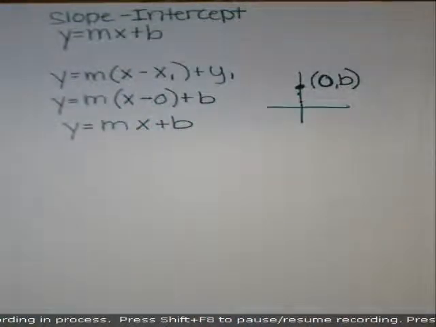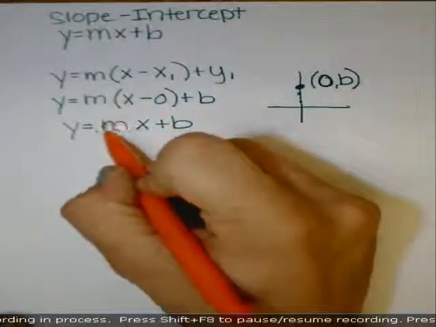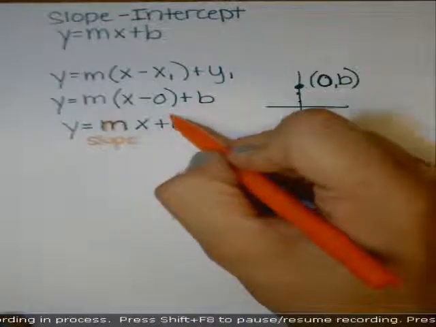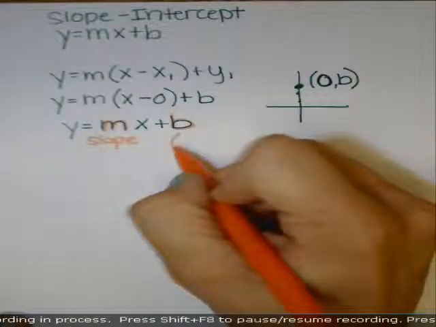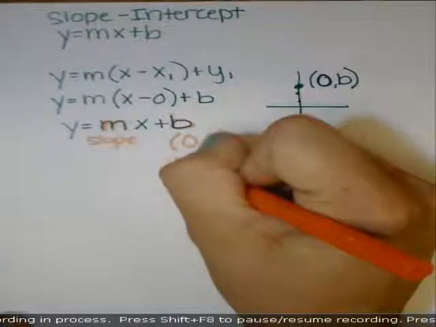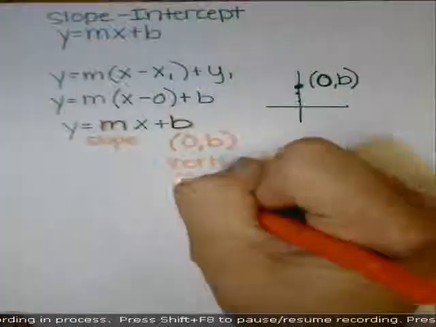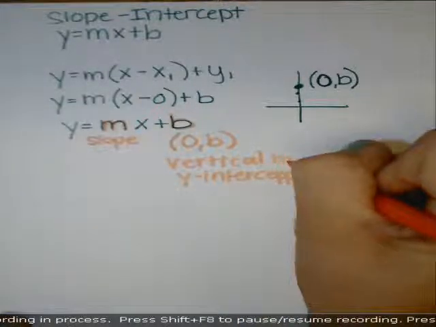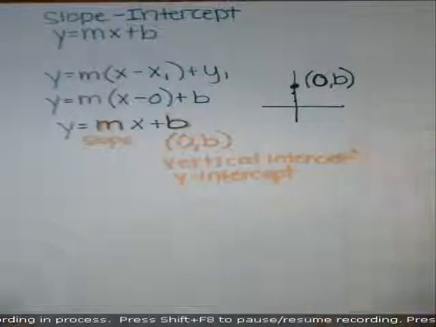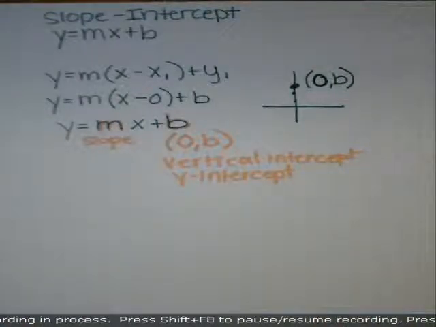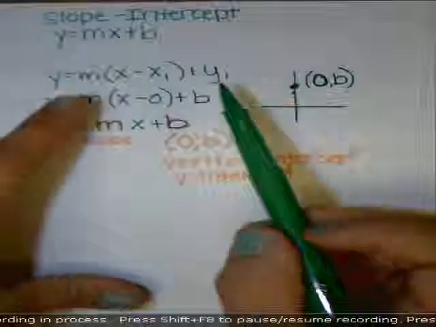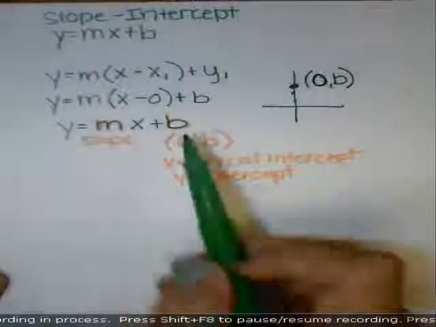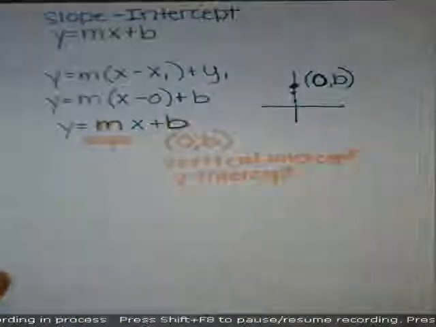So whenever I'm looking at the formula y equals mx plus b, I know that m is my slope, or my rate of change, constant rate of change, and b is a point on my graph, (0, b). It's known as my vertical or my y-intercept. Those two phrases can be used interchangeably. So a little bit about how to use them. For the point-slope form, remember I needed the slope and one point on the line. In order to use the slope-intercept form, I need the slope and the y-intercept.